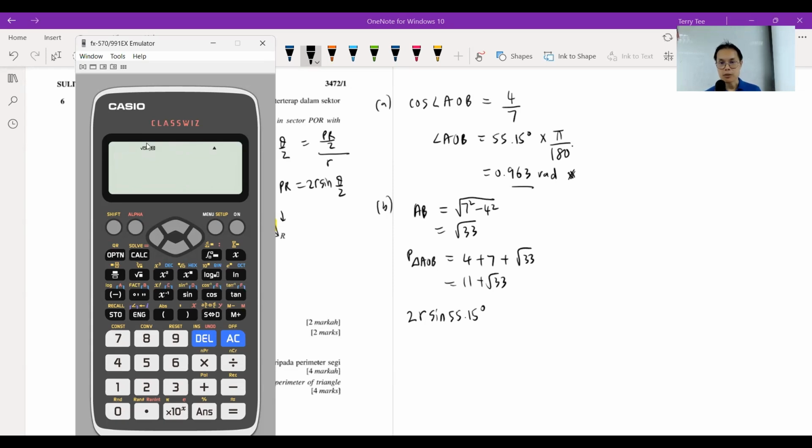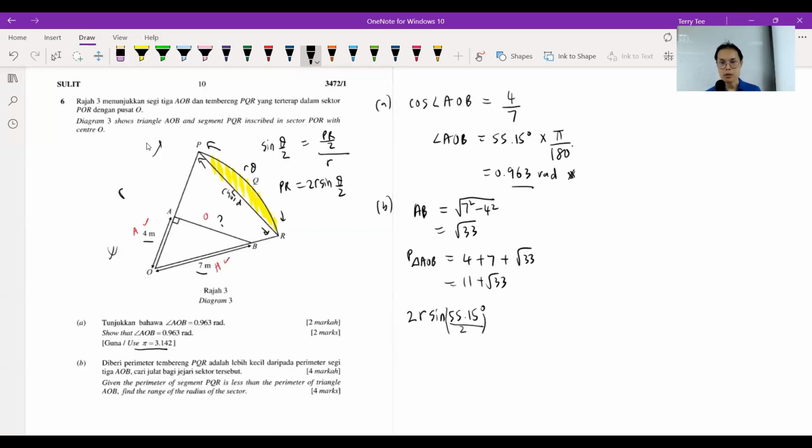Okay, but you got to divide by 2, sine theta over 2. Okay, very ugly. Let me just change it. 55.15 divided by 2. Then you plus with your R, PR, lengkok PR. So the radius is R, theta, I don't know. We can use in radian, 0.963. So I know this one is a bit inaccurate because we are already rounded off, but I'm just using the result from part A, which is fine. This perimeter must be less than 11 plus 33.